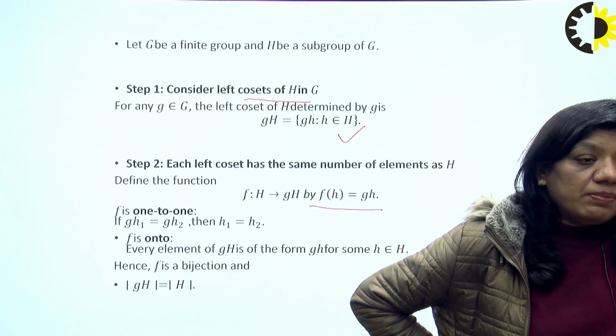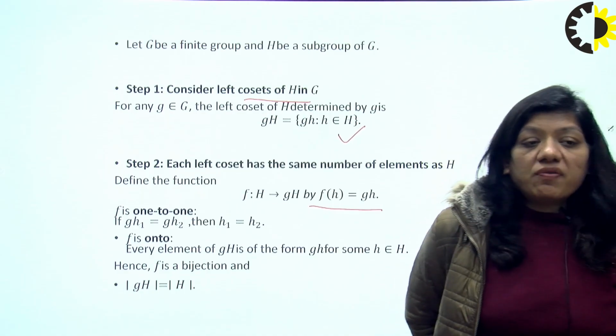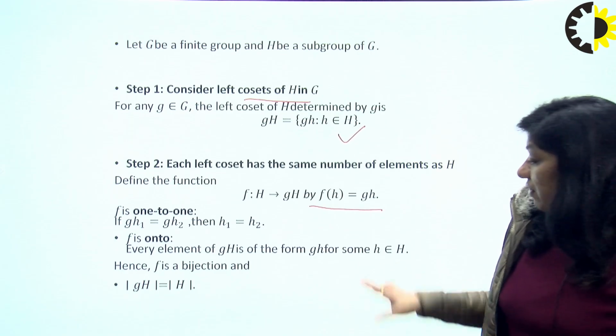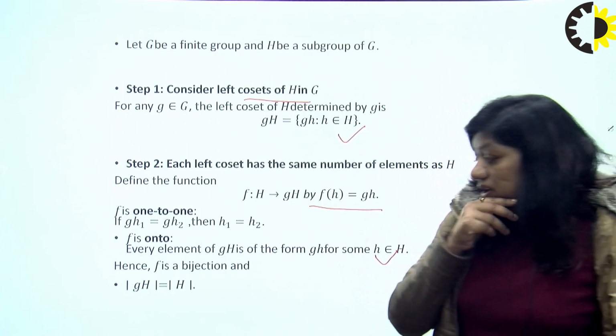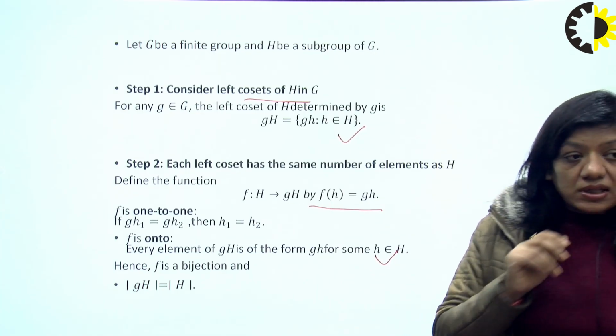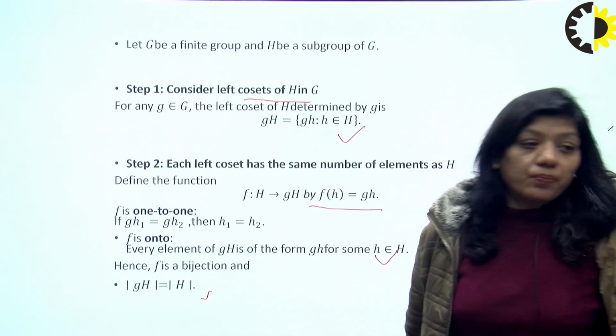So every element of gH is of the form gh for some h belonging to H. If this property is satisfied, then we can say f is a bijection and |gH| = |H|.